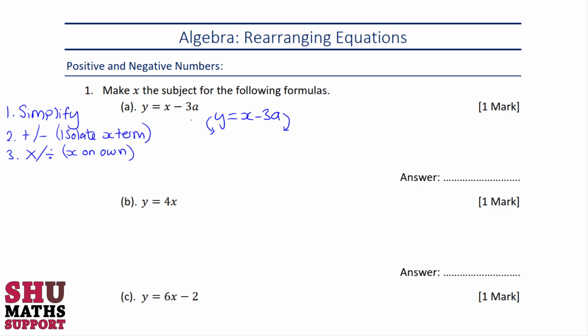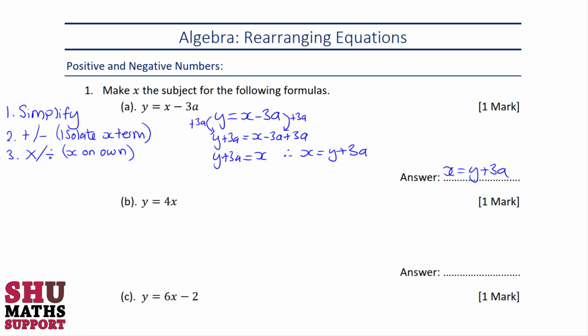If we have plus 3a on the left hand side and plus 3a on the right hand side, we get y plus 3a is equal to x minus 3a plus 3a, which simplifies to y plus 3a equals x. So x is equal to y plus 3a, and we already have x on its own, so we don't have to move to step 3 in this example. Our final answer is x equals y plus 3a. Let's do another example.